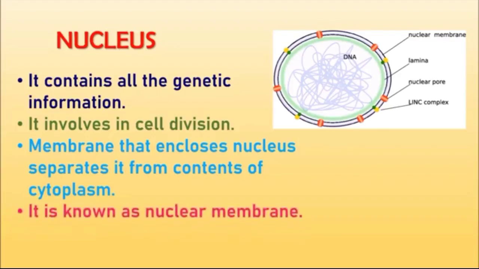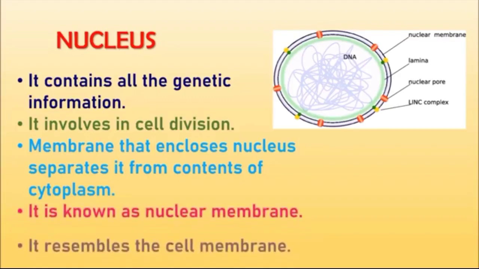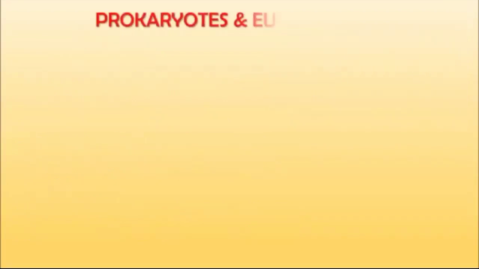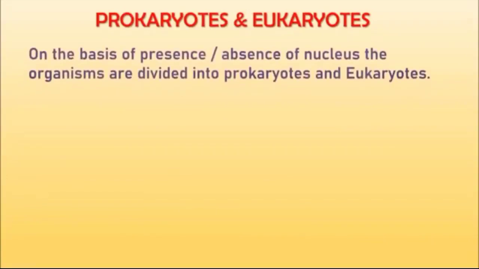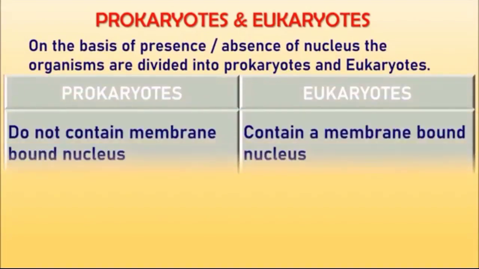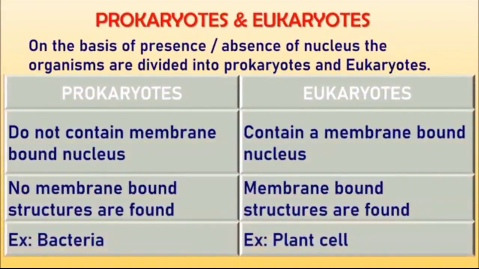It is known as nuclear membrane. It resembles the cell membrane. Let us see the differences between prokaryotes and eukaryotes, because on the basis of presence or absence of nucleus, the organisms are divided into prokaryotes and eukaryotes.